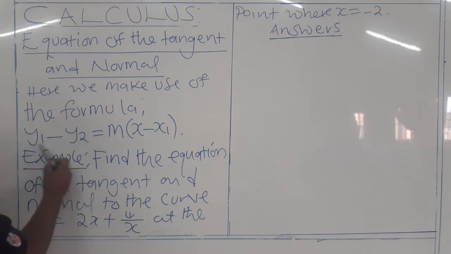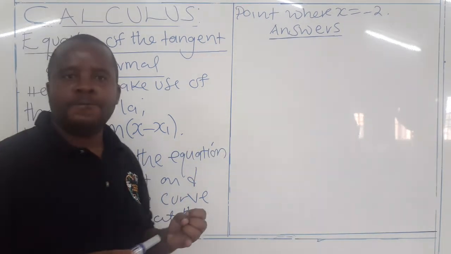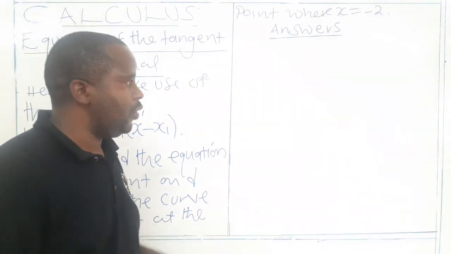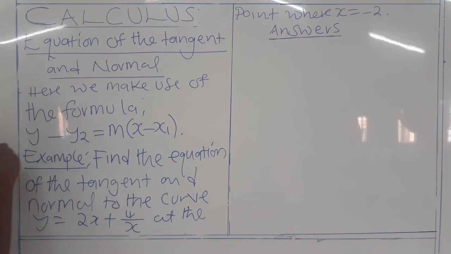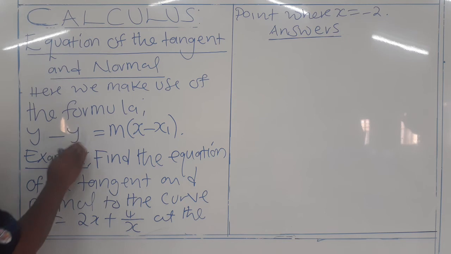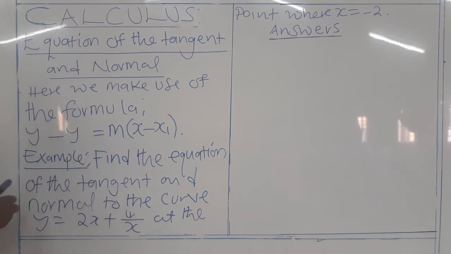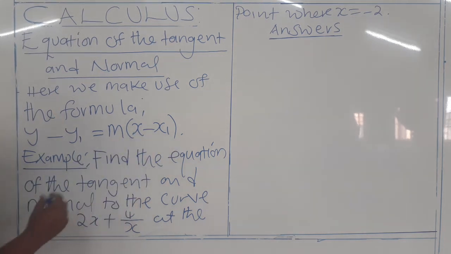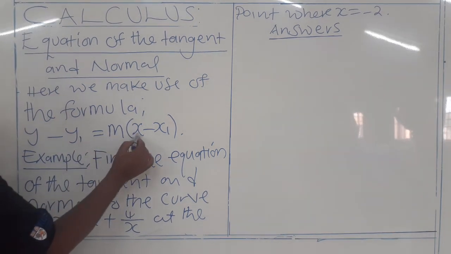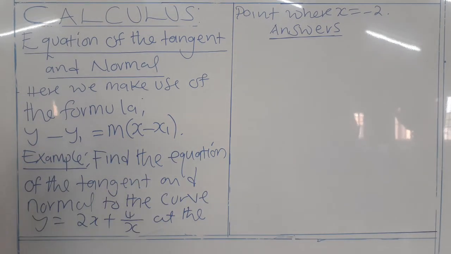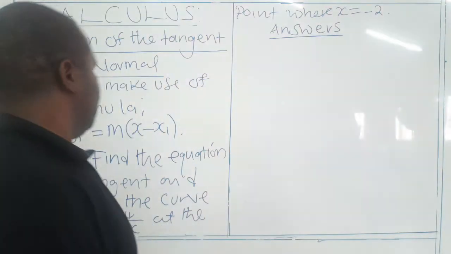This formula was well explained, I think, under coordinate geometry. So again, for you to survive here, you need coordinate geometry as well as index notation, very crucial. So the formula that we are going to apply is y minus y1. Take note, this is supposed to be a 1. y minus y1 is equal to m, open bracket, x minus x1, where m is the gradient. So y minus y1 is equal to m, open bracket, x minus x1, then close the bracket. By this, we are able to get the equation of the normal as well as the tangent. But the starting point is to get the gradient.